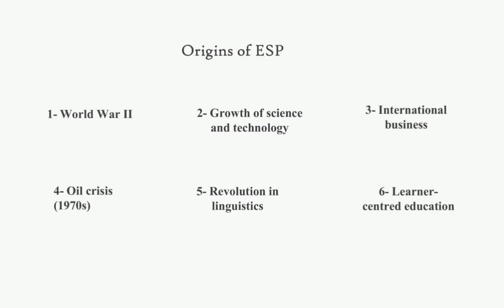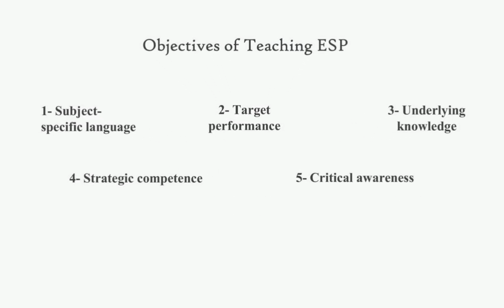At the same time, linguists became interested in how language is used in real situations, showing that each profession has its own vocabulary and communication style. Finally, education became more learner-centered, encouraging teachers to design courses based on learners' goals and needs. Together, these developments led to the emergence of English for specific purposes. So the main goal of ESP is to help learners communicate effectively in their academic or professional fields.